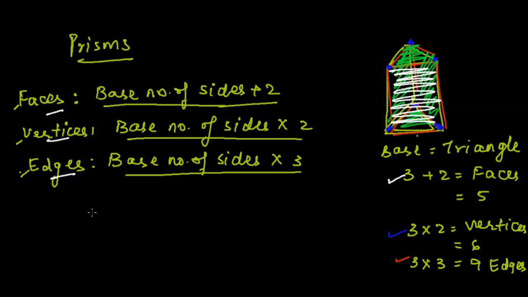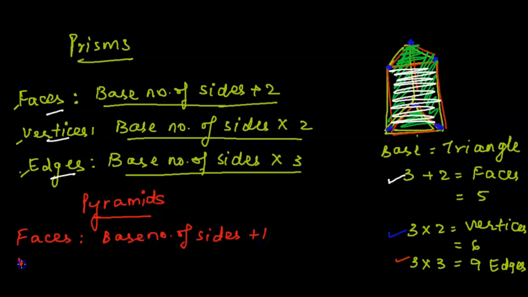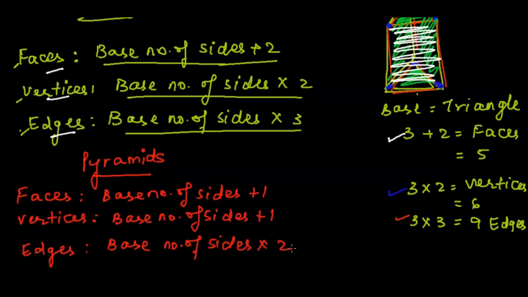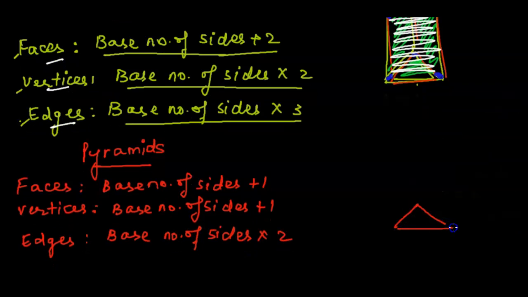Similarly, we have a formula for pyramids. For pyramids, if we want to find out the number of faces, we just have to do base number of sides plus 1. If we want to find out the number of vertices, we would do base number of sides plus 1 again. And if we want to find out the edges, we would do base number of sides times 2. Let's test this. Let's say we make a triangle base pyramid.